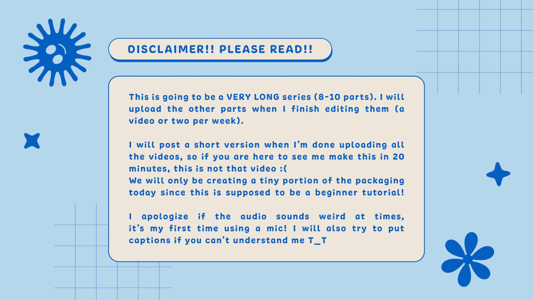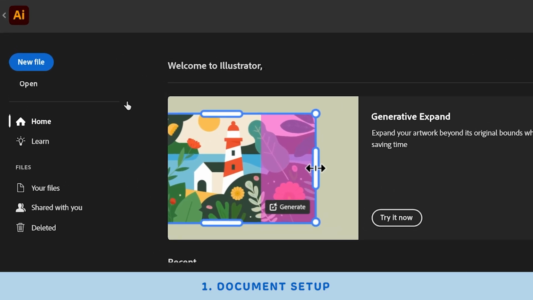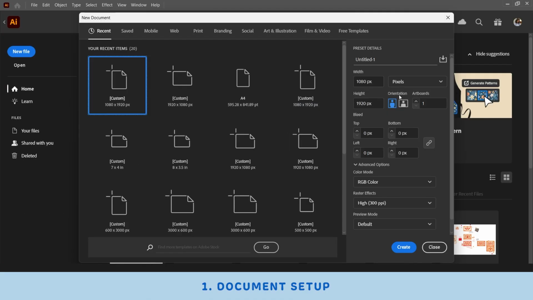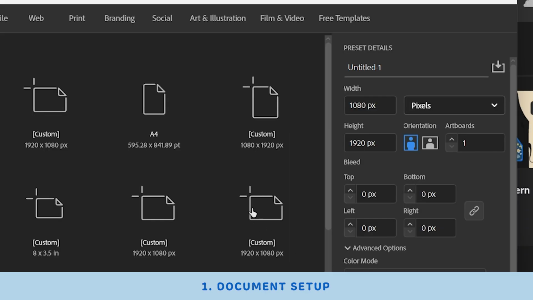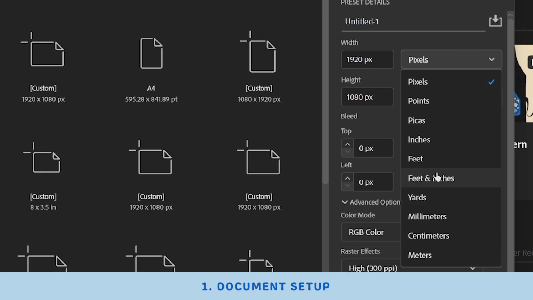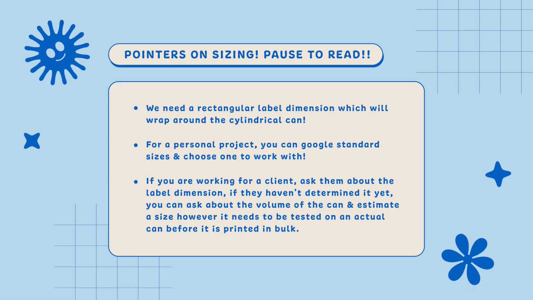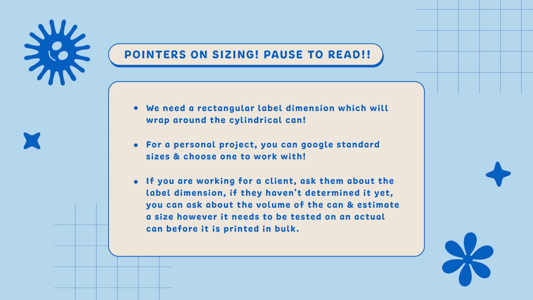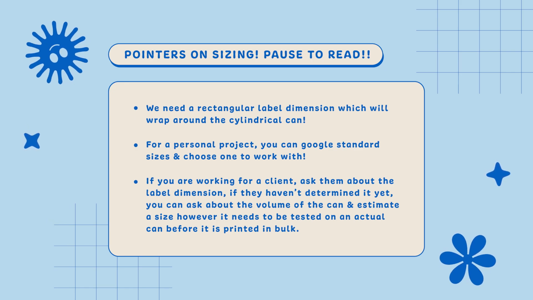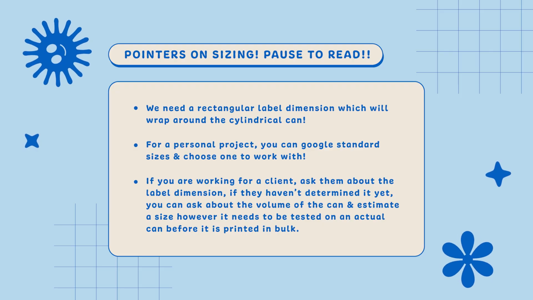Alright, so open up Illustrator, click on New File, and this is where you enter the dimensions of your packaging. So set the orientation to landscape and change the units to centimeters. And what I'm going to do now is Google soda can packaging sizes, so you can find a lot of the dimensions online.